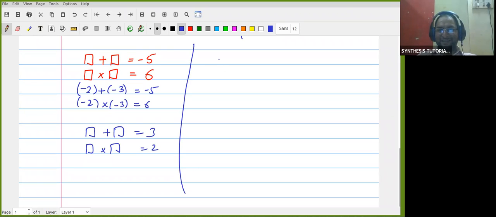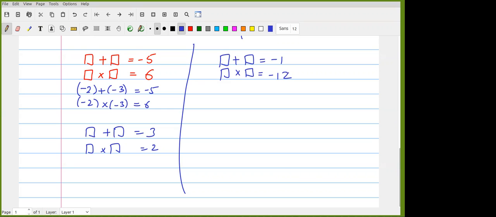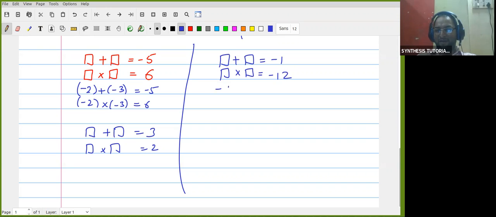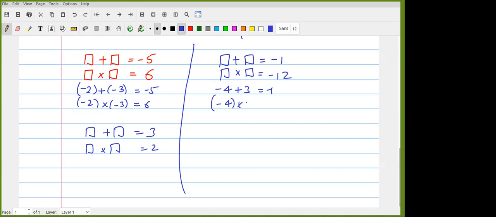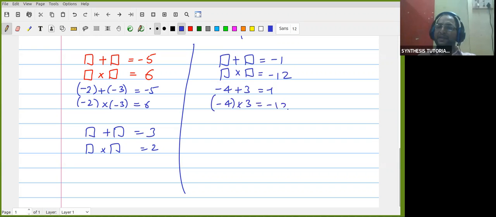Let's take this one. When you add them, you get -1. When you multiply those two numbers, you get -12. -4 and 3. Very good. So the numbers are -4 and 3. All of you agree? Yes, sir. So this is the main thing we will need to factorize any polynomial, like this equation.